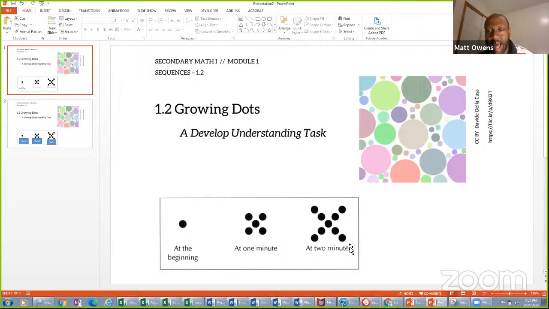In the chat, I want you to think about how many dots would be at the 10th minute. In the 10th minute, how many dots would there be in that particular stage of the progression at the 10th minute?